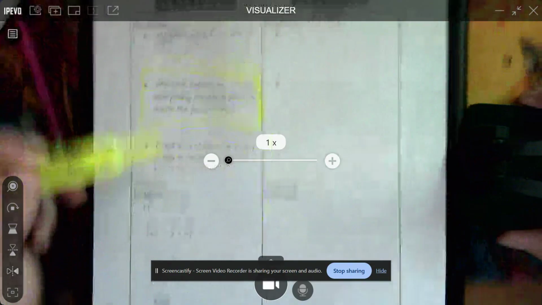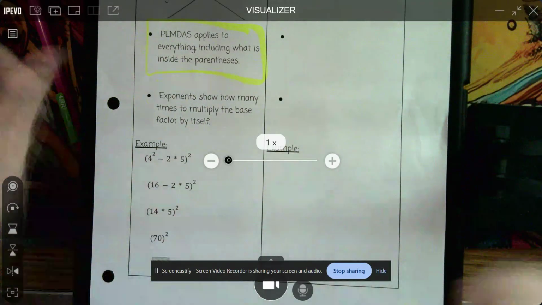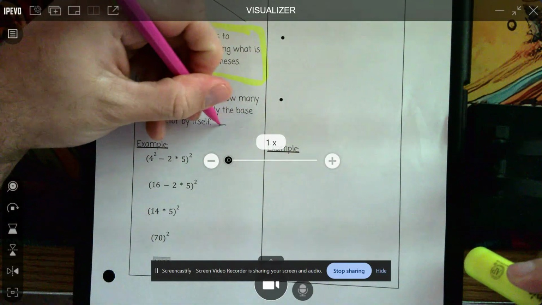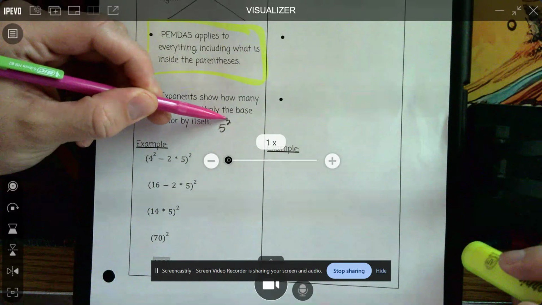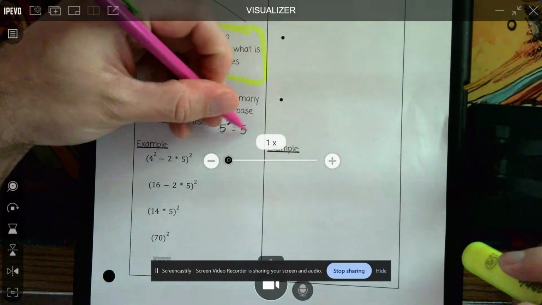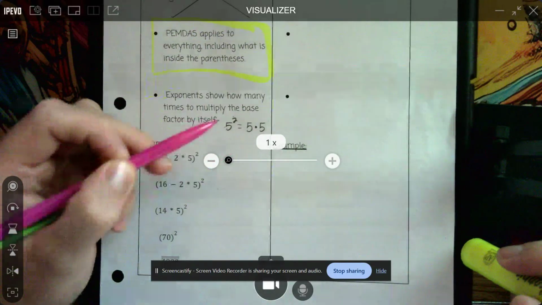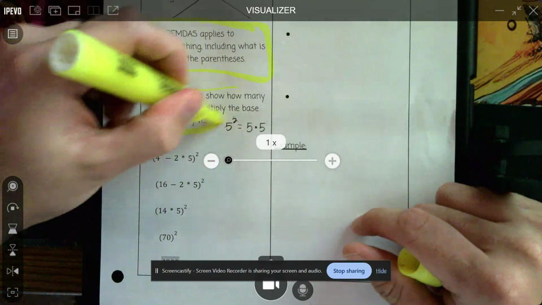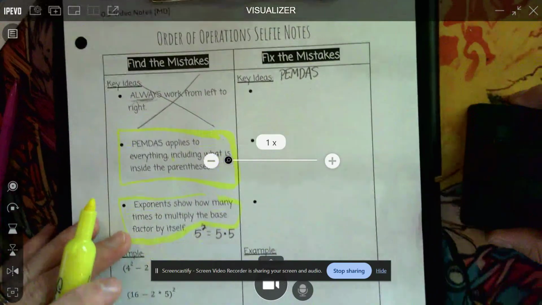And then the second one, exponents show how many times to multiply the base factor by itself. So what that means is if you have 5 squared, 5 is the base, 2 is the exponent. So that's telling me to multiply 5 by itself. So 5 times 5, 5 squared. So that is true as well. So hopefully you thought those 2 were your 2 true statements. If not, that's okay. So now we're going to fix this mistake.